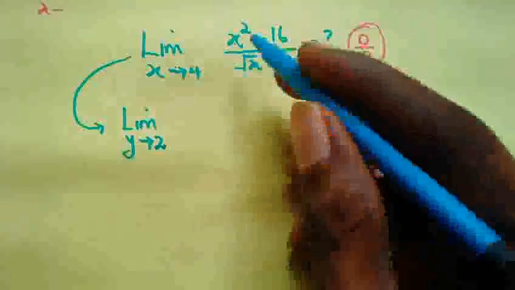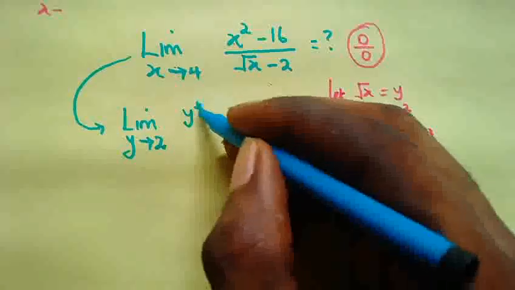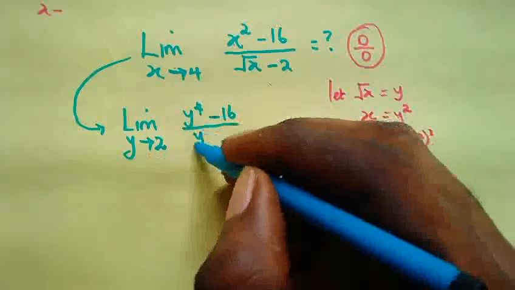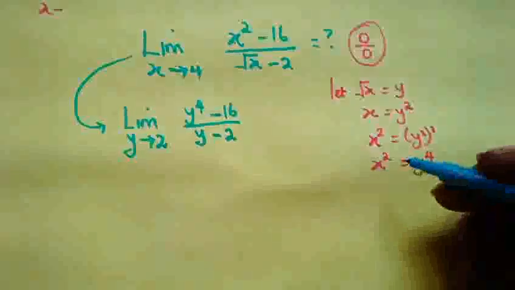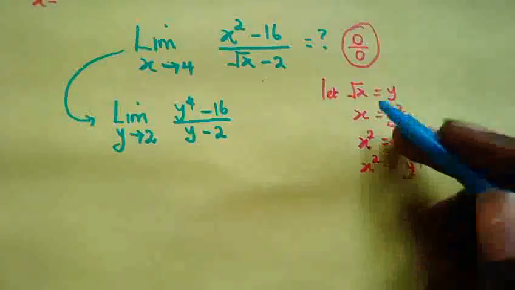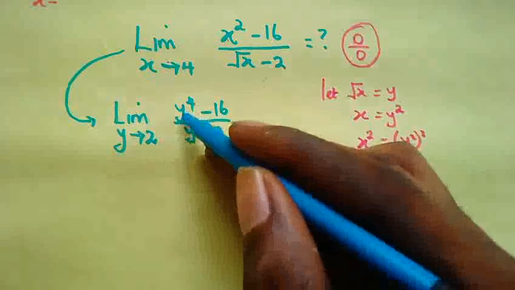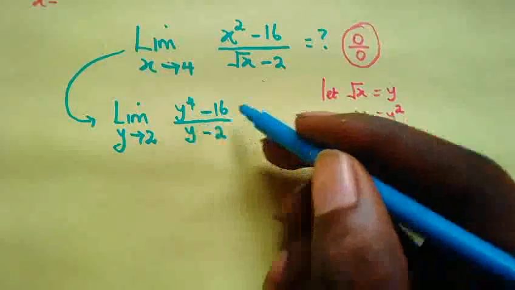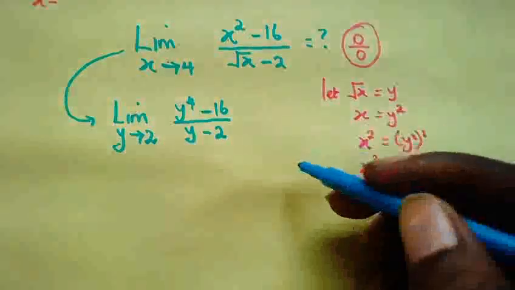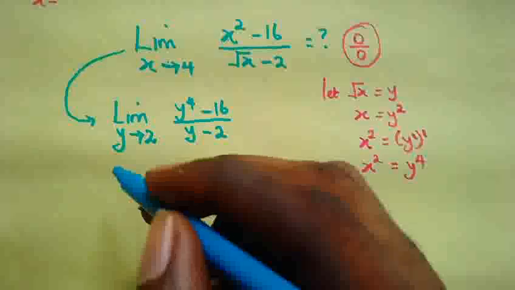Now x squared here is y to the power 4, so we have y to the power 4 minus 16 all over y minus 2. Another question is, should we make the direct substitution since we have done something by making this substitution? If we make direct substitution here, that is 2 to the power 4 is 16, 16 minus 16 is 0, all over 2 minus 2, that is 0 over 0, which is not allowed. So before we continue, let us write this limit as follows.